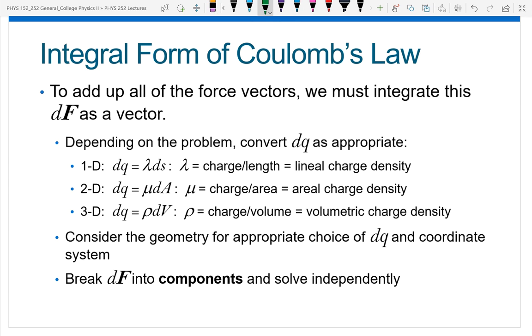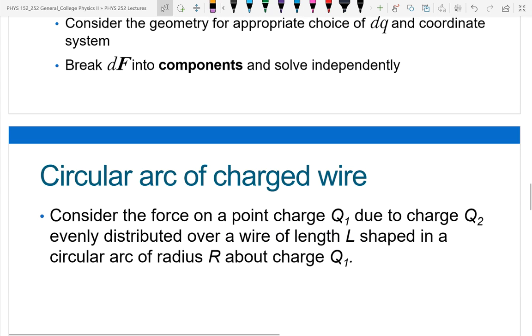So the first thing you have to do is consider your geometry and make the appropriate choice to substitute for dq. The next step is really, really important. Break your dF into components and solve each component separately. Now I say that, and in the first one, I'm going to use an argument that I don't even have to do an integral. But in many cases, like in the second one, your life becomes a whole lot easier if you remember that I can just do the x components, do the y components as separate integrals. So let's just get right to it.